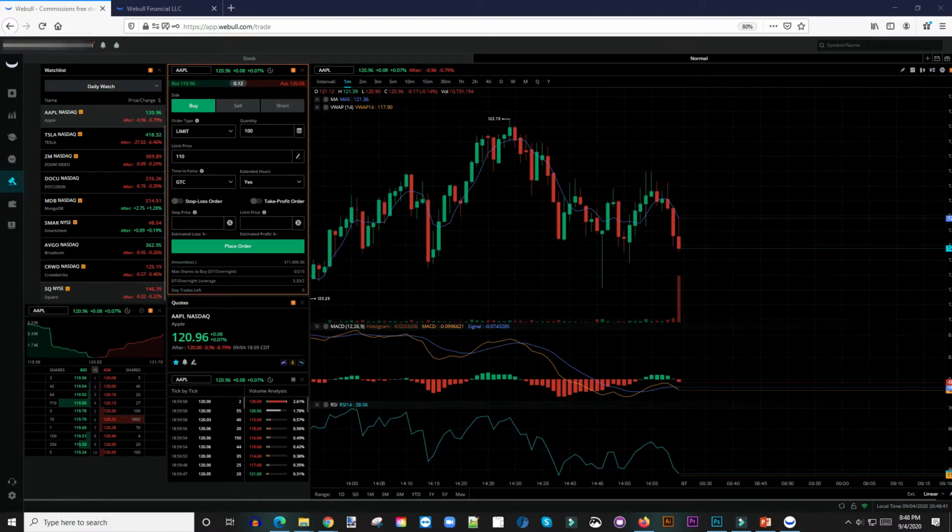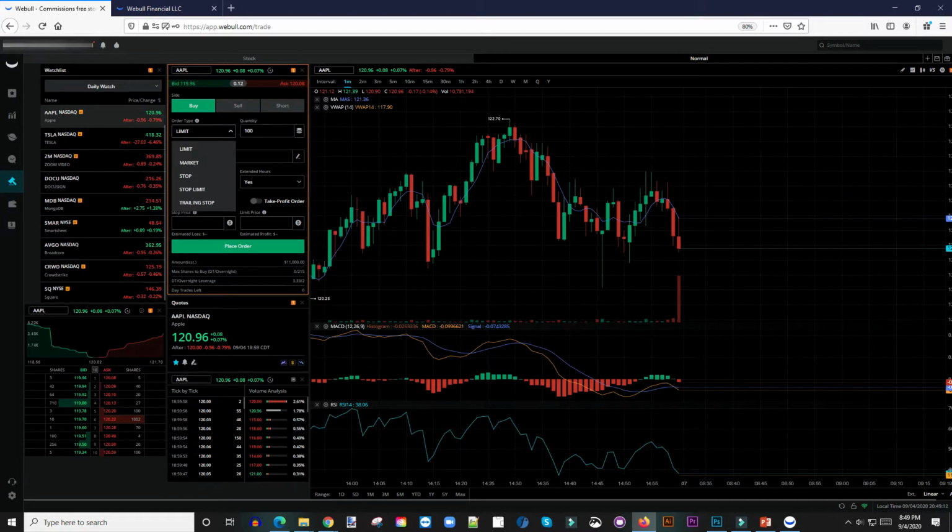So in today's video we are going to take a look at order types on the WeBull app. So what order types do we have that you can actually place? If you log into your account on the WeBull web app, you go to the order entry form. Up here you have buy, sell, and short, and then underneath that you have what you call the order types.